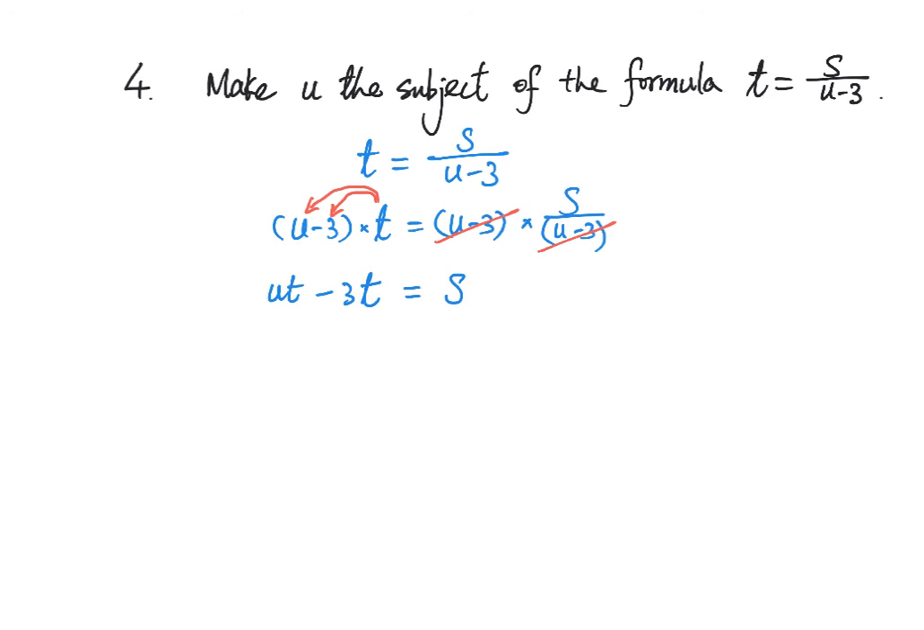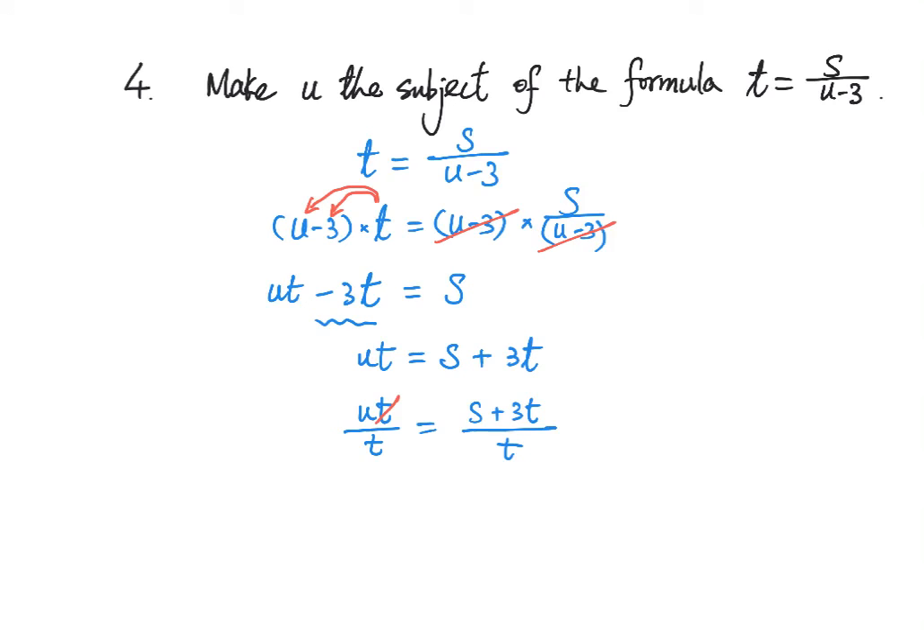And then we need to keep the term including u on one side. So we want to move negative 3t to the right hand side. Change sign, change operation. So ut is left on the left hand side, and moving negative 3t to the right hand side becomes positive 3t. And we want to make u the subject, so we need to divide by t on both sides. So ut divided by t, and s plus 3t on the right hand side divided by t.